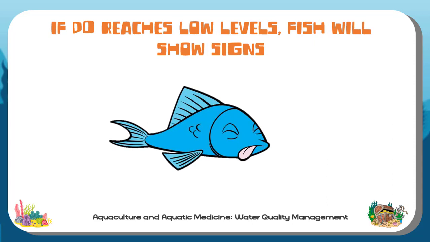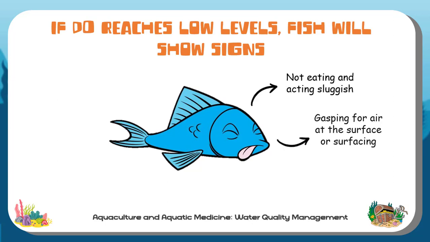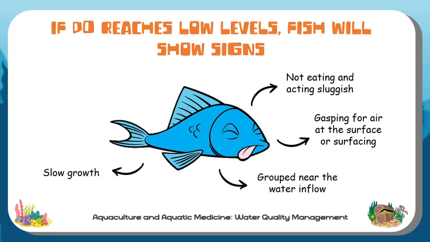If DO reaches low levels, fish will show signs like the following: not eating and acting sluggish, gasping for air at the surface or surfacing, group near the water inflow, slow growth, and outbreaks of diseases and parasites.